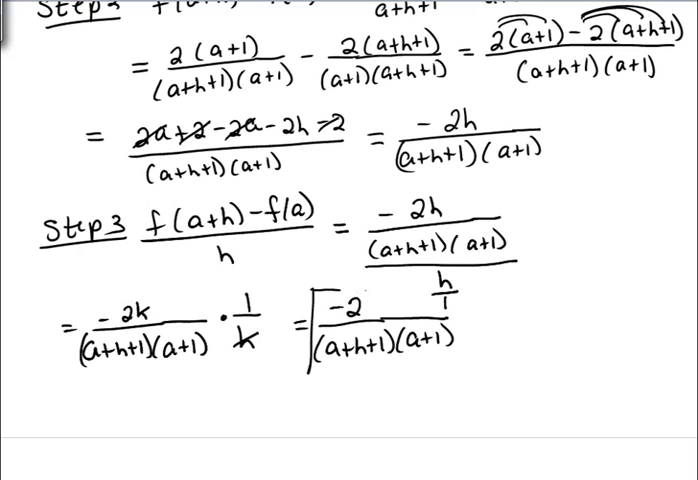Again, just like with the square root problems, we still have an h in our denominator, but replacing this h with a 0 won't cause me to divide by 0, and so it's okay for that h to be there in that way.